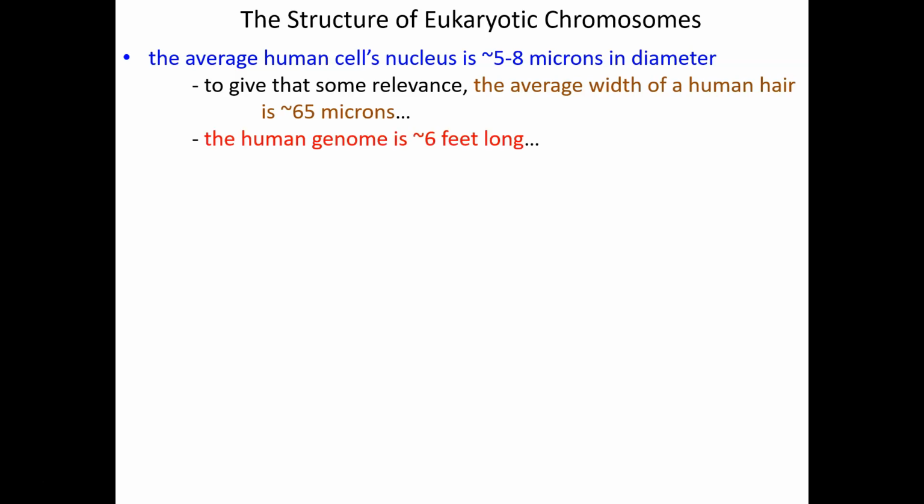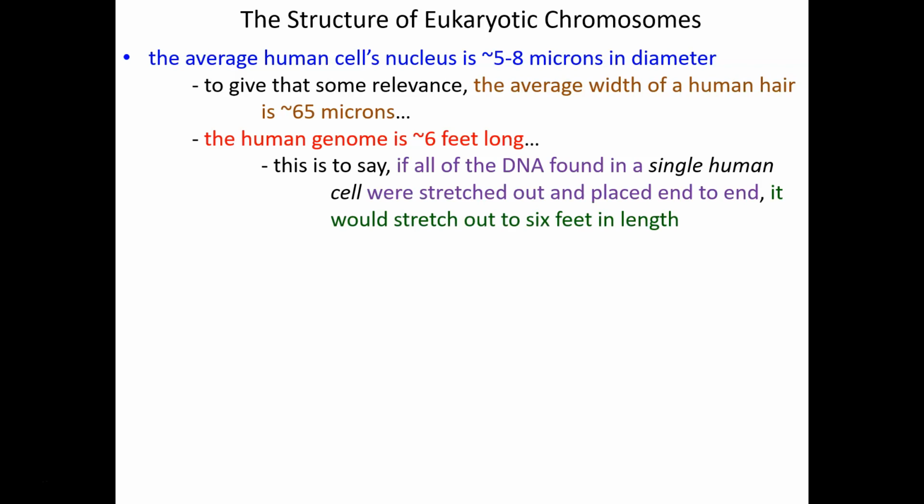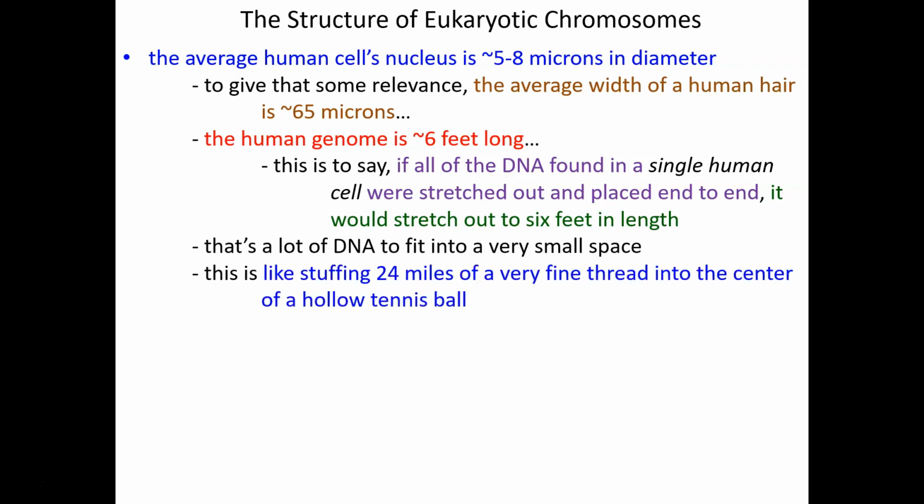And again, the human genome is about 6 feet long. If we were to take all of the DNA found in a single human cell, all 46 chromosomes, and line them up end to end so that we have a single chain of DNA representing all of the genomic DNA in a cell, that chain would stretch out to be about 6 feet in length. But we know that's broken up into 46 different chromosomes, so each chromosome is far shorter than that, roughly, on average, 6 feet divided by 46 chromosomes. But still, that's a lot of DNA to fit into a very small nucleus.